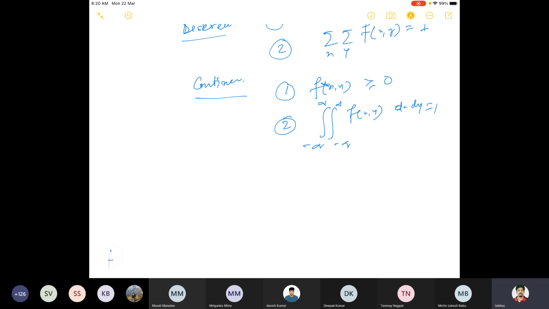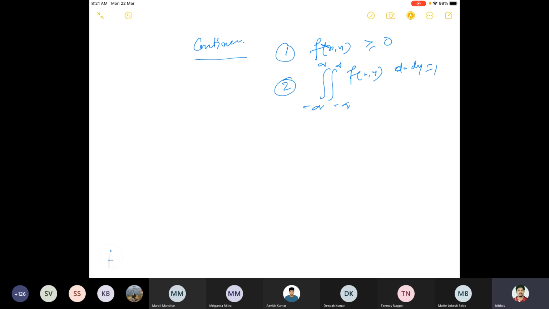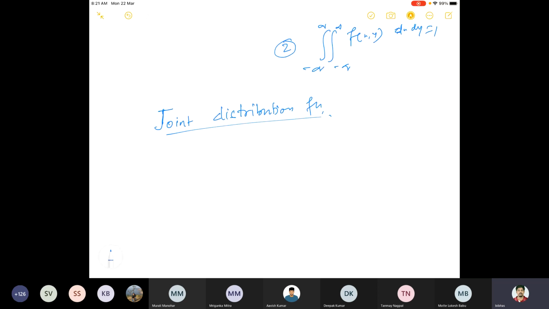So this is the condition: if a function satisfies it, then it can be treated as a PDF. Then we defined something called the cumulative distribution function, or just the distribution function. Let us introduce the definition, but here we'll say joint distribution function. If X and Y are discrete, then we define this capital F of xy as the probability of X less than or equal to x and Y less than or equal to y.